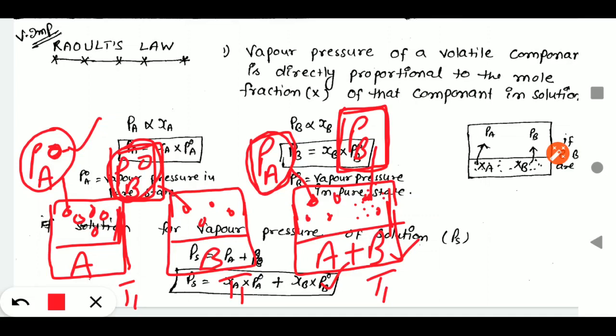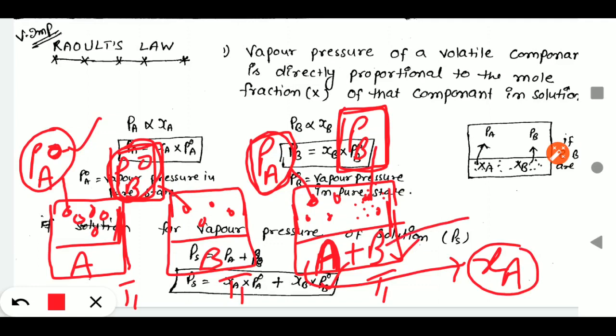So what is Raoult's law? Suppose A and B both are there, and its quantity in the solution is XA. XA is the mole fraction of liquid A in solution, and similarly XB is the mole fraction of solute B in solution. So what is Raoult's law?